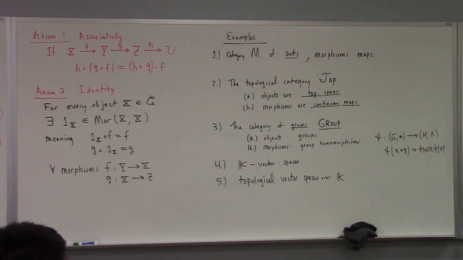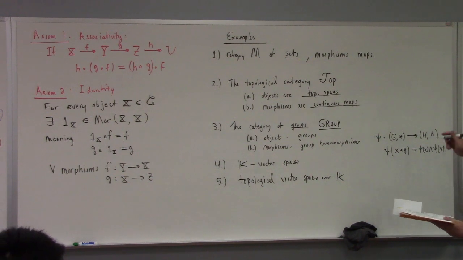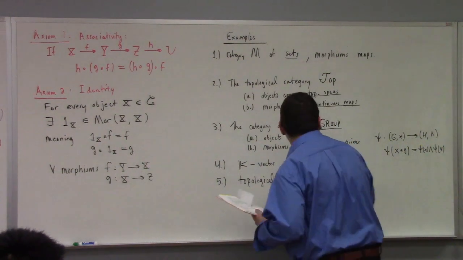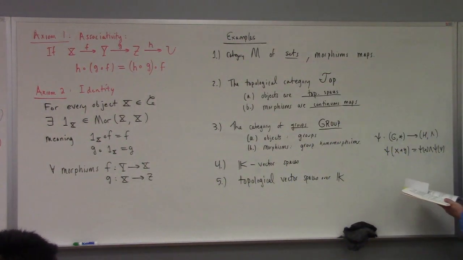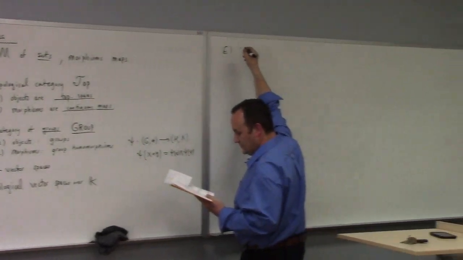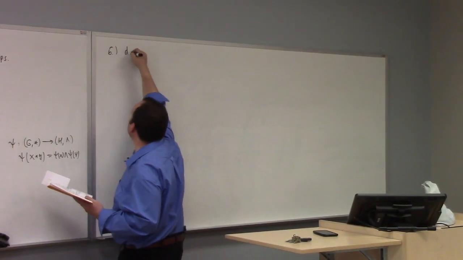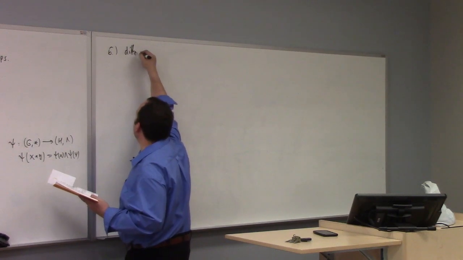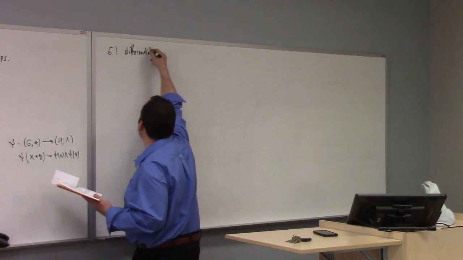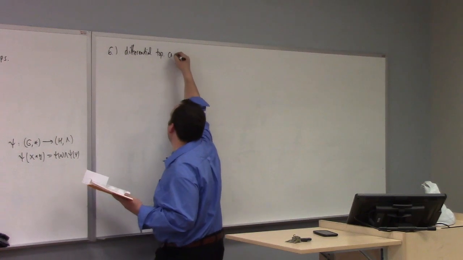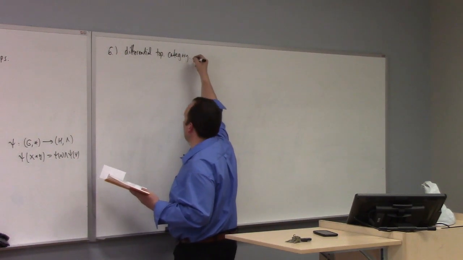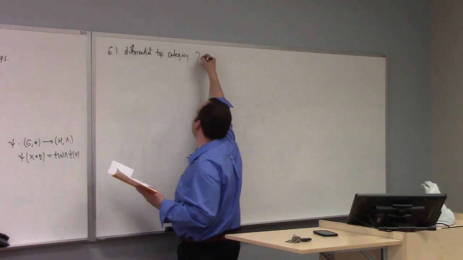That's usually the case, but not always. Right. His example 6 is an important example. Let me try to get through this example because I do want to make sure I don't run out of time here. The differential topological category, or as he calls it, diff top.